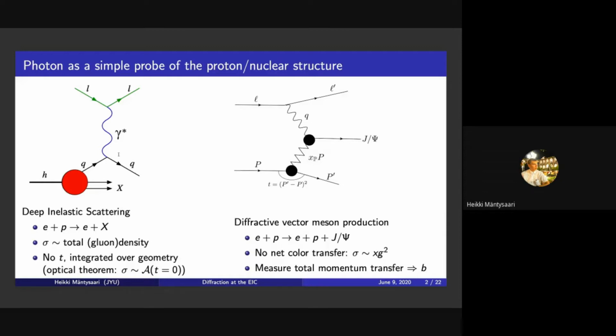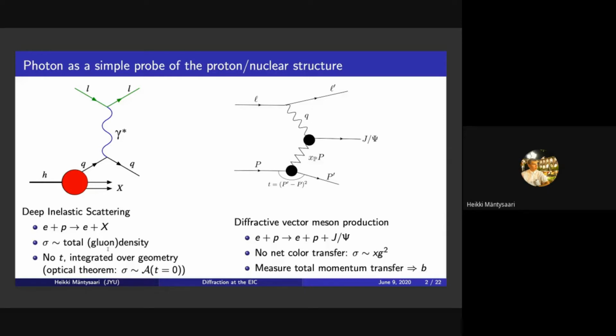Of course, the simplest one is just the total cross-section measurement. I can do the most simple DIS measurement, and ask what is the total cross-section for photon-proton scattering or electron-proton scattering. This basically tells me what is the total parton density in my proton. And at high energy, which is the limit that I'm always taking, there are basically only gluons in the protons and nuclei. So this measures the total gluon density.